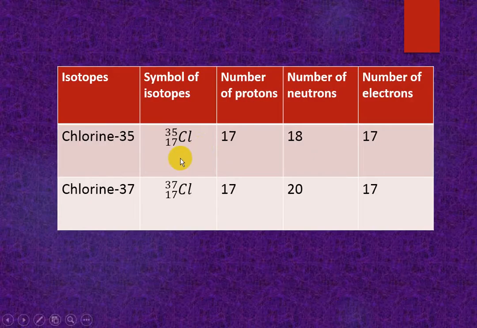Okay, this is the isotope chlorine 35 with proton number 17. Look, this is chlorine 37, with the same proton number but a different neutron number. So chlorine 35 and chlorine 37 are isotopes of each other.